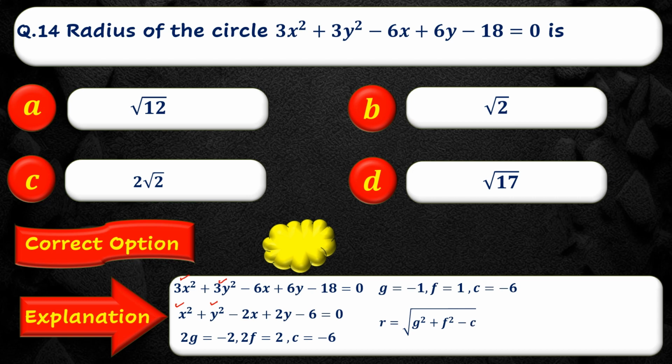The radius of circle is given as square root of g² + f² - c. Replace the values of g, f and c and we get r = 2 into square root of 2. Here r will be equal to square root of 8. It can be written as 4 into square root of 2 and it will be 2 into square root of 2. Therefore, the correct option is option C.